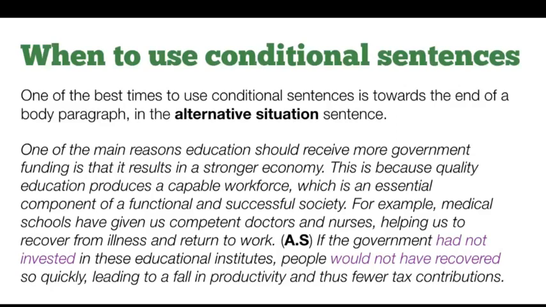Now we have the alternative situation. This is where we are looking at what the positive or negative result of the opposite event would be. So in this case, we are going to look at the negative result of not investing in education. So if the government had not invested in these educational institutes, people would not have recovered so quickly, leading to a fall in productivity and thus fewer tax contributions. So the economy dwindles as a result.